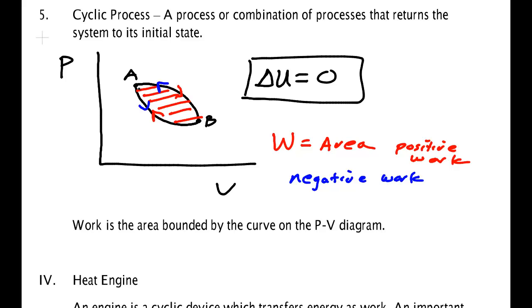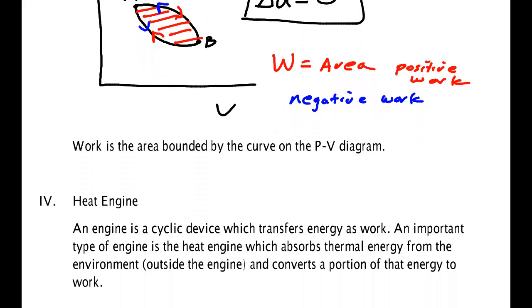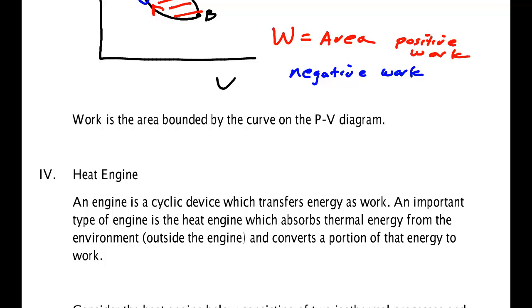This leads to what is called an engine. An engine is a cyclic device which transfers energy as work. Now, it can transfer any type of energy out as work, but an important type that we're discussing here is the heat engine, which absorbs heat from the environment into the system and converts that to work that it then does out to the environment. So it's a converter. It gets the heat in from the environment and converts some of it. We'll find out it can never convert all of it into useful work.